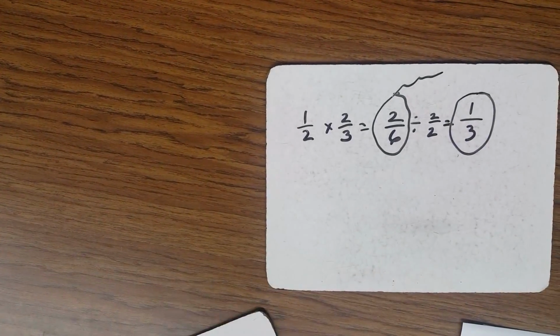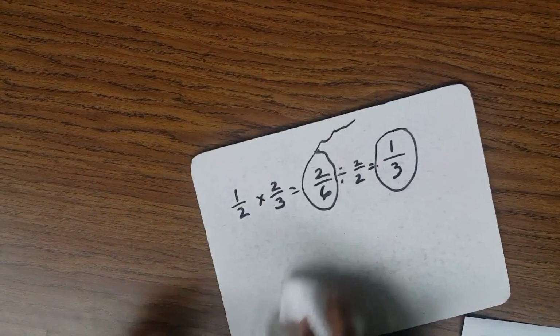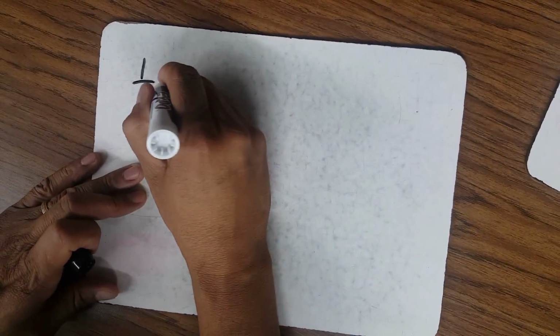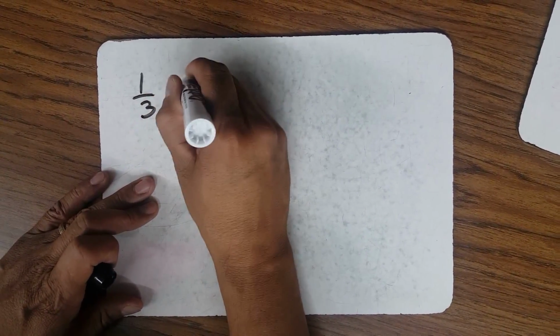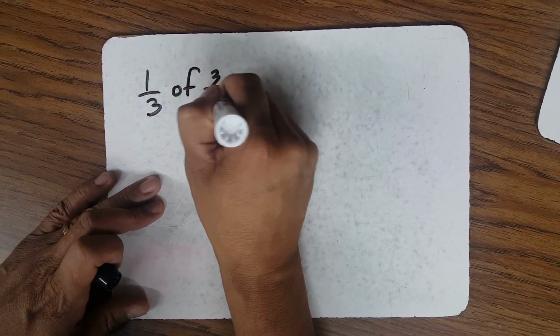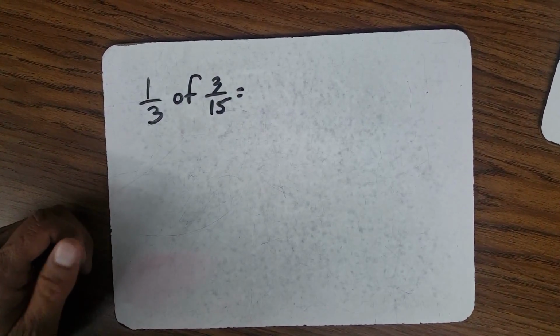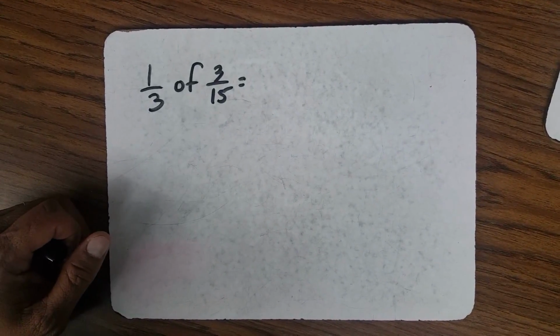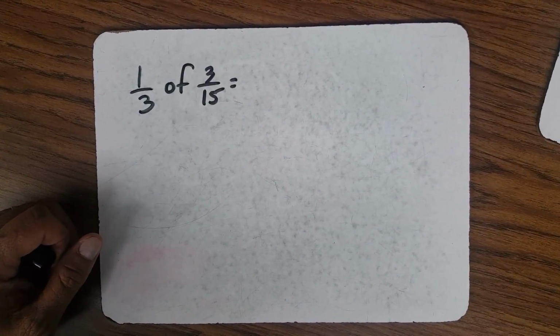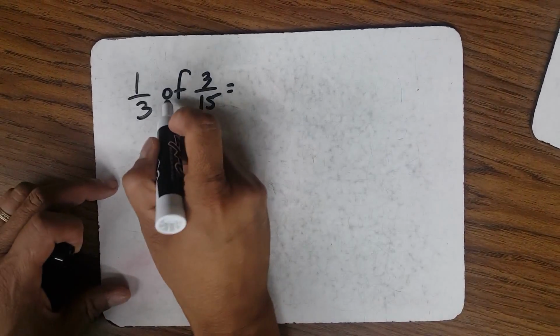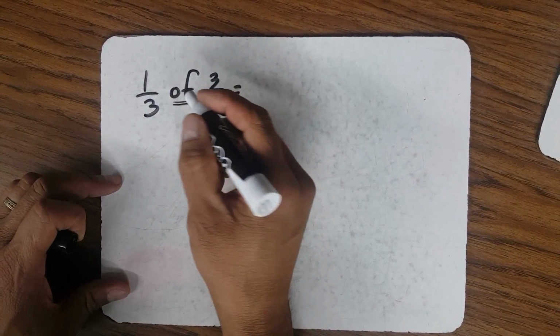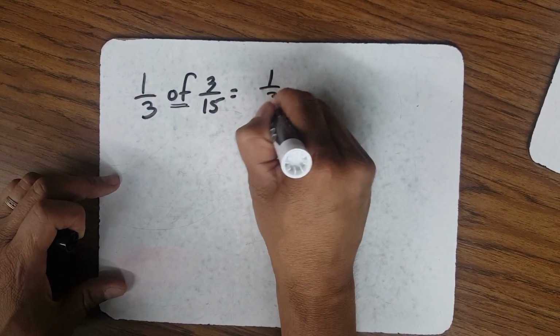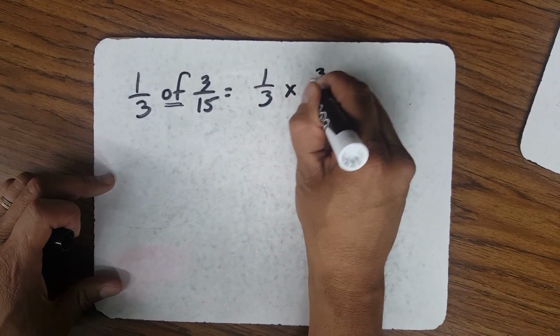I'm going to continue with another problem, and maybe a little bit bigger number. 1/3 of 3/15. And the reason I use of is a lot of times in our math assessments, you'll have of, or they'll have multiplying, and they want you to get an understanding that this of is exactly the same as multiplying.